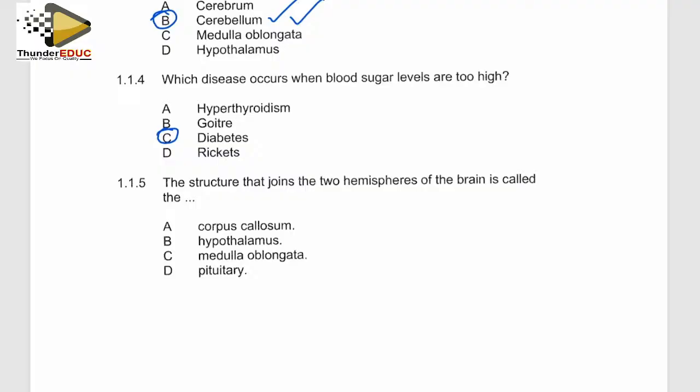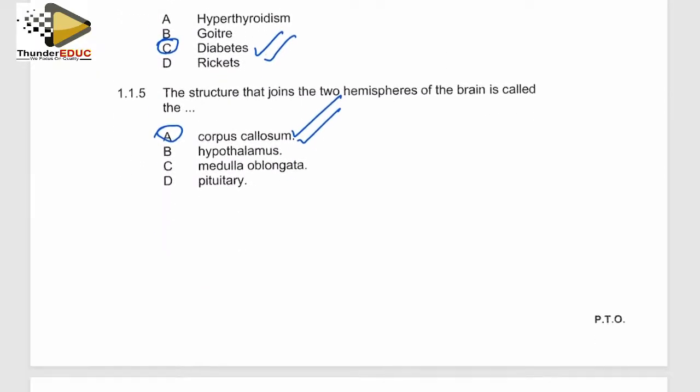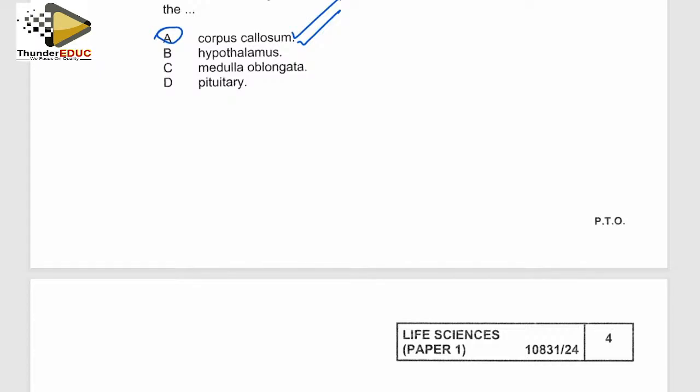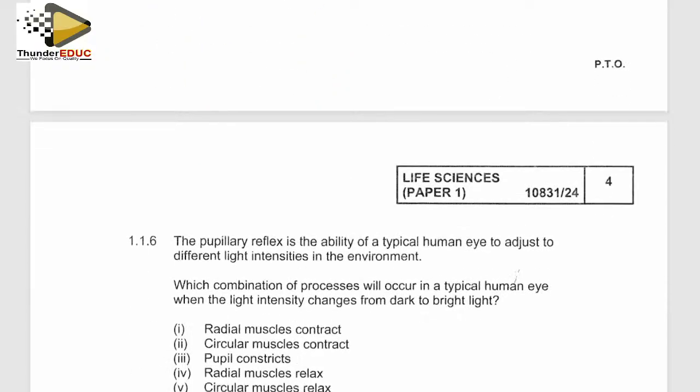1.1.5, the structure that joins the 2 hemispheres together. We talked about it. We said it is the corpus callosum. So you get 2 marks there. Here you got all those 2 marks, which means you got 10 out of 10 in that small section.